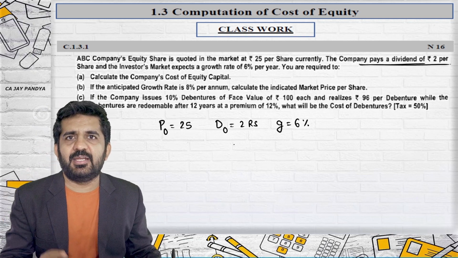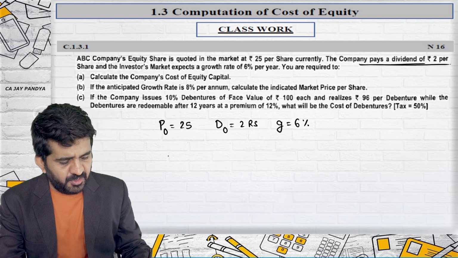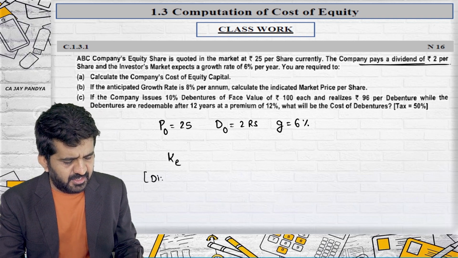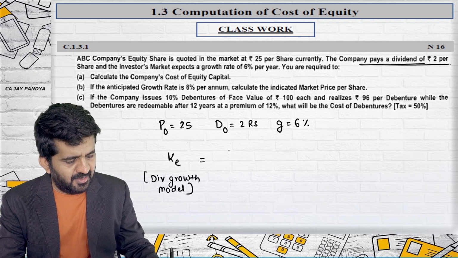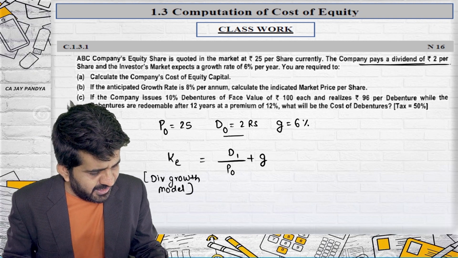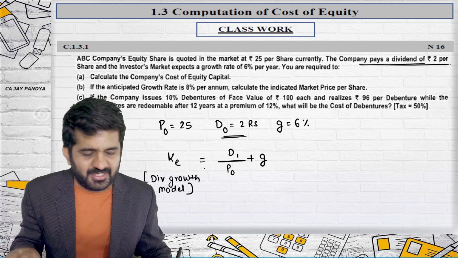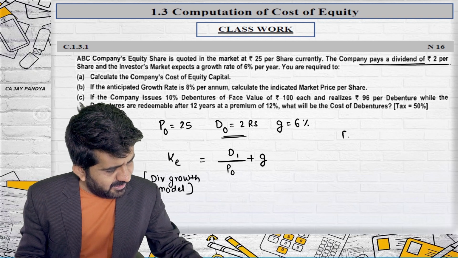Now try to understand, as a dividend is given, as growth rate is given, which method will I use to find out KE? It will be the dividend growth model. The formula will be D1 upon P0 plus G. Now, what is D0? What is the dividend of the current year or 0th year? 0th year is today's year. Today, what is the dividend? It is 2 rupees.